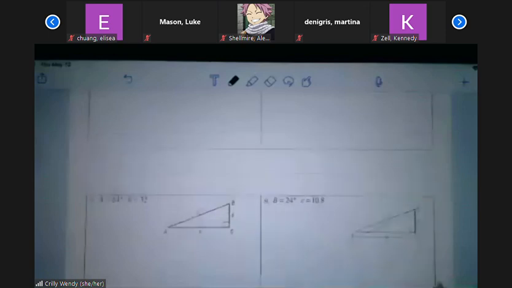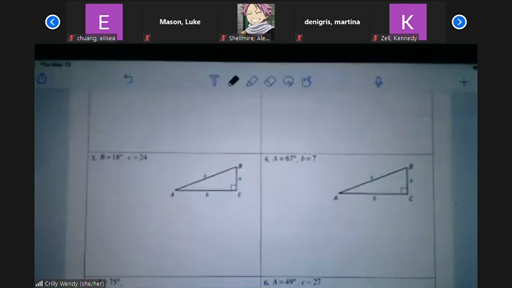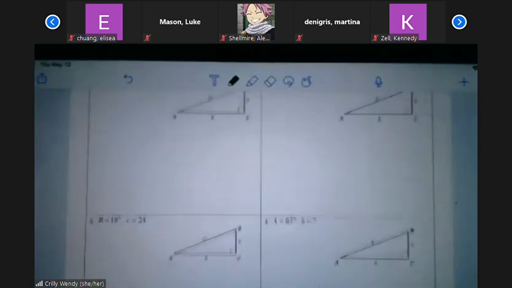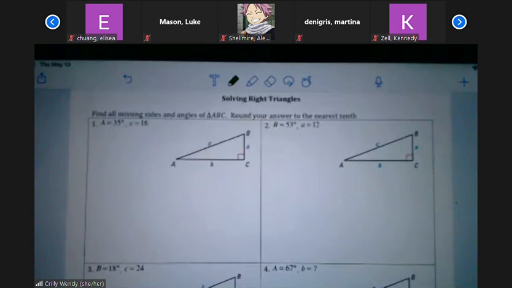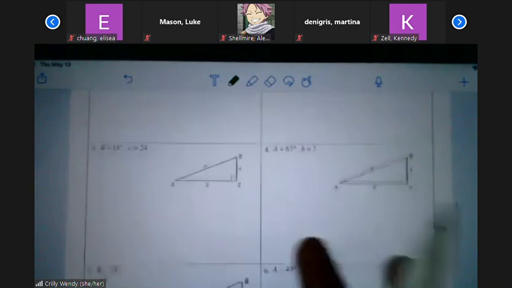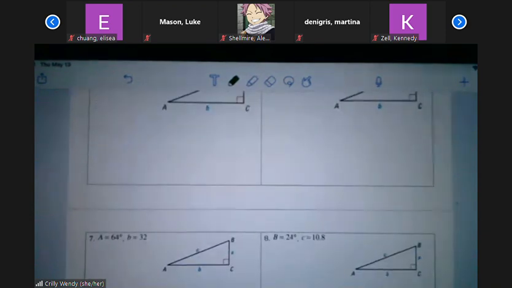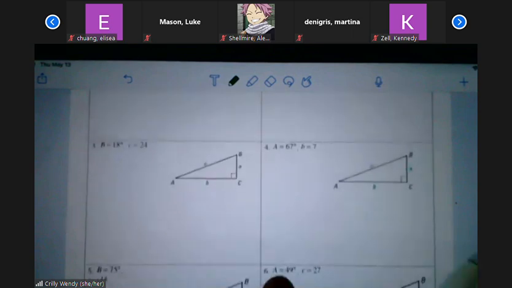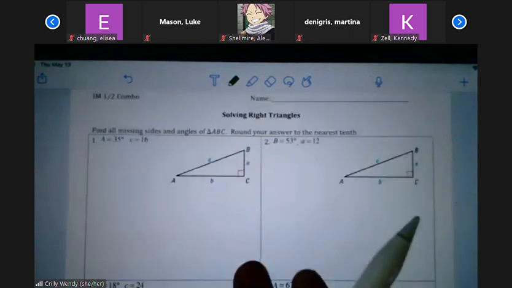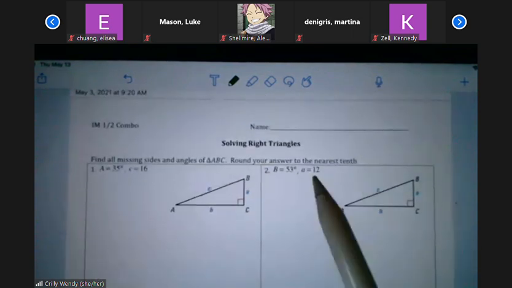So let's do a few of these problems here. No one so far has said a specific problem, so I'll just pick a couple here, and then I'll also do one of the ones where we're given the 2 sides. All right, so let's just start with number 2.